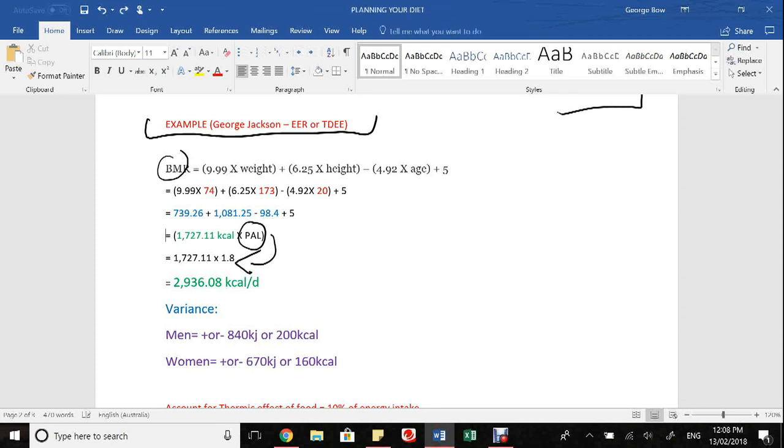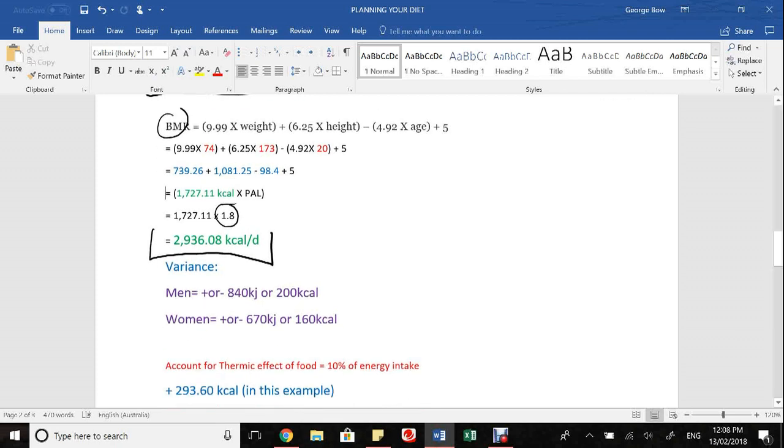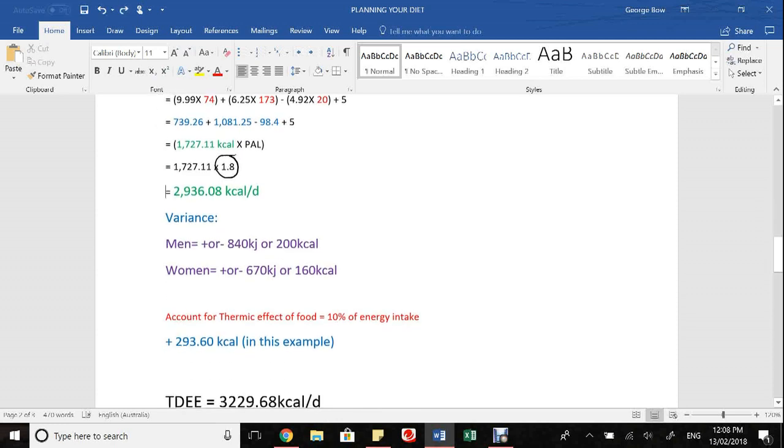And you can find yourself on that scale, and then all we do is take that number and insert it here. So as you can see, I've put my 1.8 there. So we take our base metabolic rate and we times that by our physical activity level, and that will give us an estimate of our total daily energy expenditure. So here you can see that my estimate is 2,936.08 kilocalories per day.